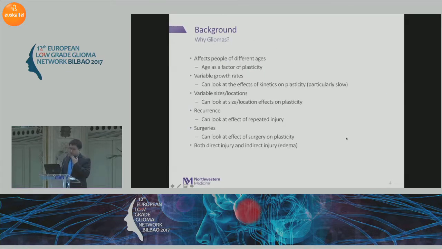So gliomas are an exciting model, but as many of you know, they're sometimes difficult to localize, and we can take advantage of their inherent heterogeneity in order to isolate factors that we want to study. So for example, we can look at a variety of different variables, such as age. We can look at growth rate, which was talked about before. We can look at size. We can look at location. And all these we can look at and how they can affect cortical recruitment. Additionally, gliomas tend to recur and need resection, so we can look at the effects of repeated injury as well as surgery and how that affects plasticity.